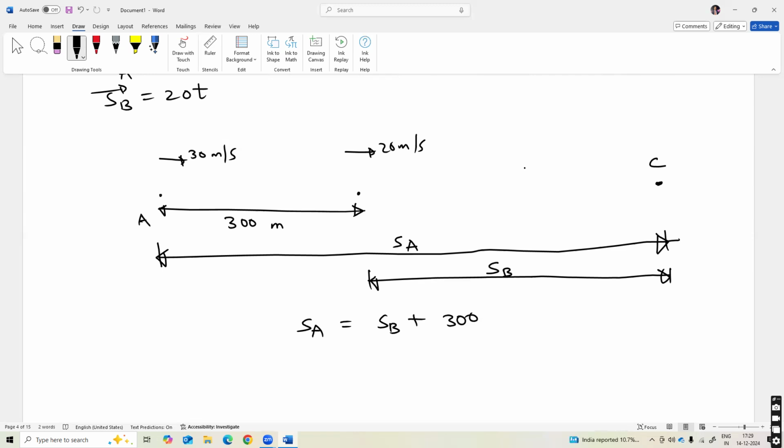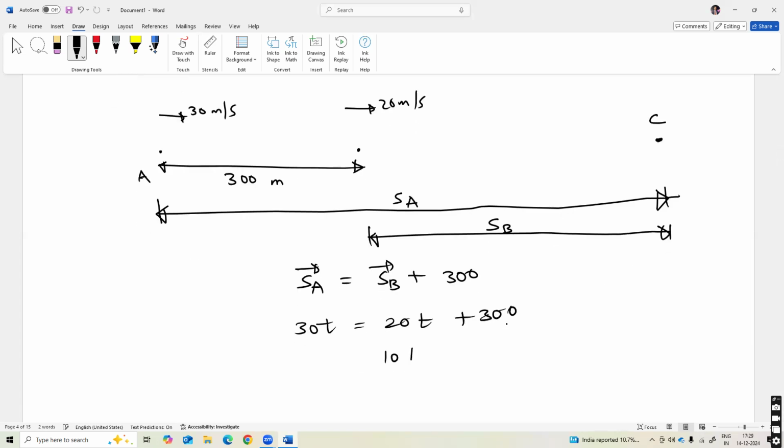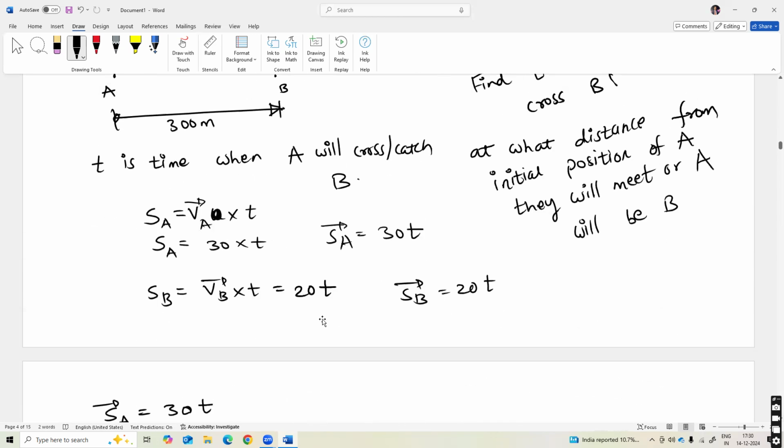Now if we input the values of SA and SB from above, we know that SA, 30T, is equal to 20T plus 300. After solving this, we get 10T is equal to 300. So T is equal to 30 seconds. So basically, they will cross each other after 30 seconds, or A will catch B after 30 seconds. So this is the first thing.